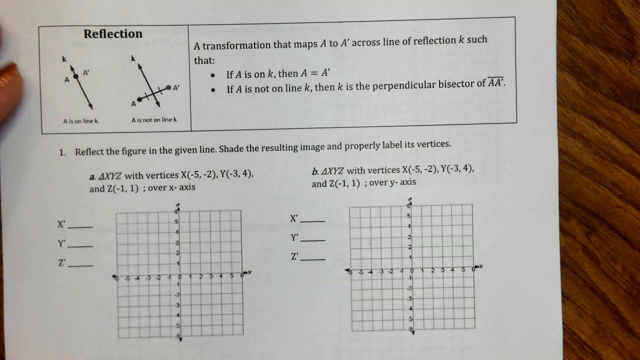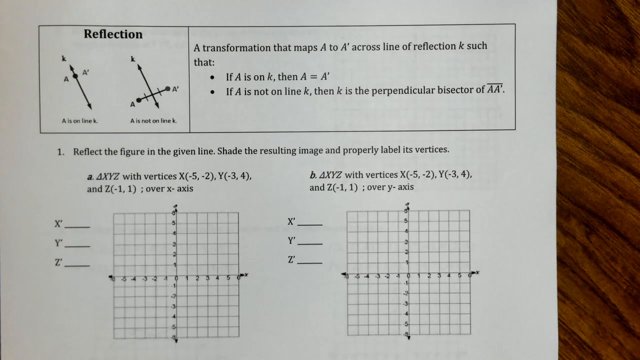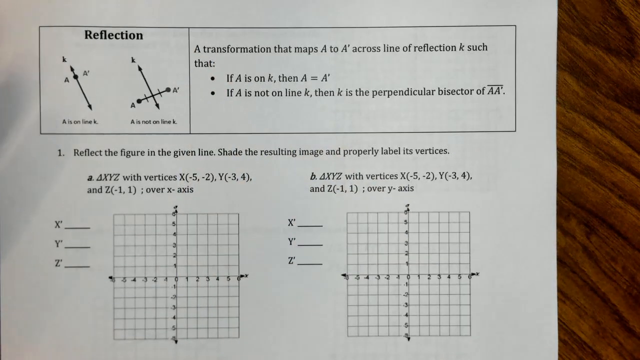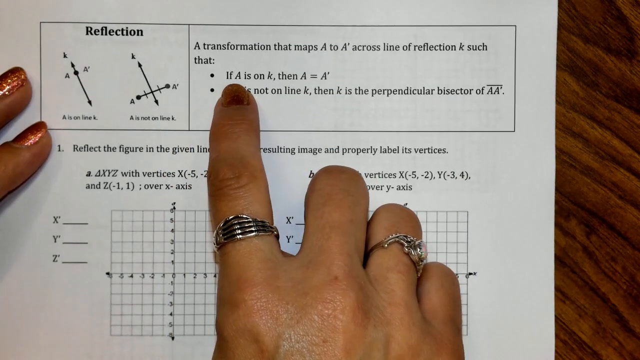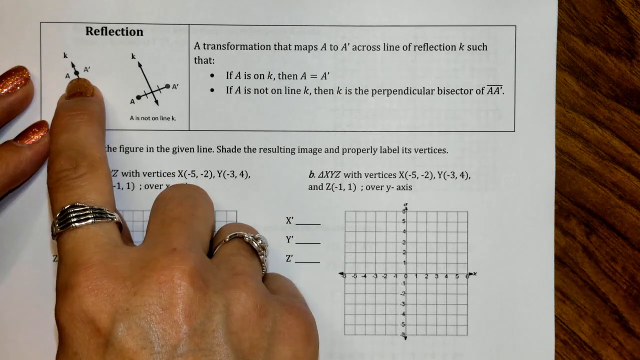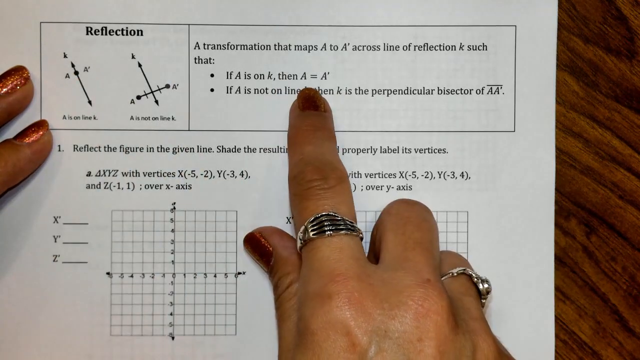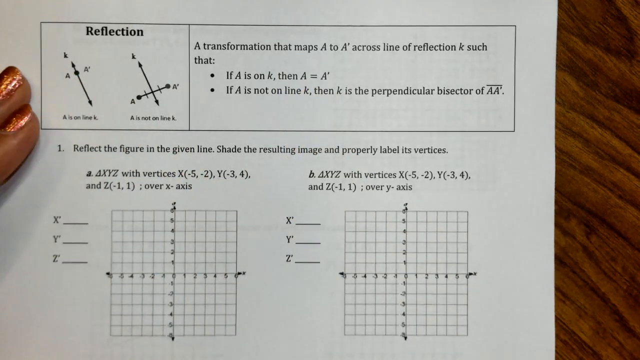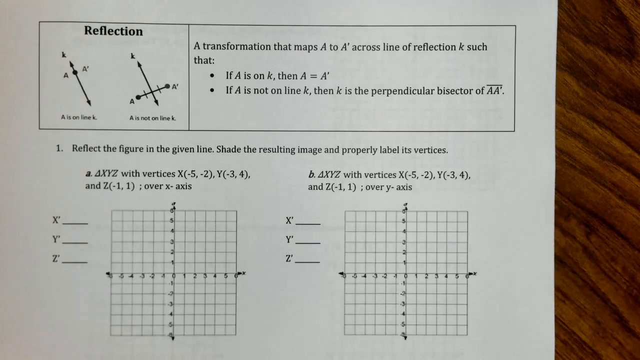Let's go ahead and take a further look. We're going to be talking about perpendicular bisectors just a little bit here, okay? A transformation that maps A to A prime across a line of reflection, K, such that if A is on line K, then A and A prime will be the exact same thing. We're going to see what this looks like. If it doesn't make sense right now, I'm just letting you know ahead of time. If your point is on the line of reflection and you reflect it, no matter how you reflect it, those 3 different ways you looked at, it's going to stay on the line. It's not going to move, okay?